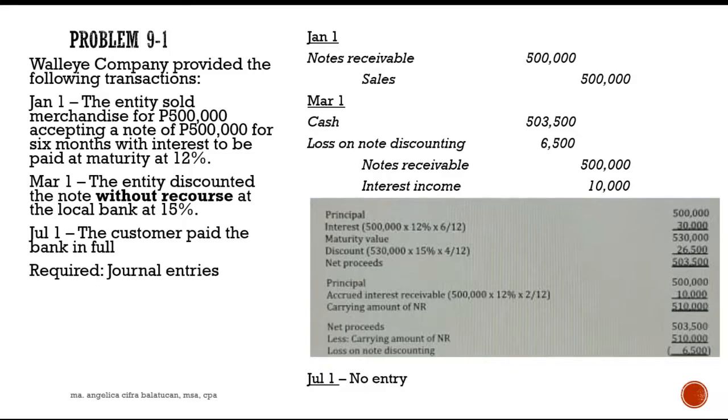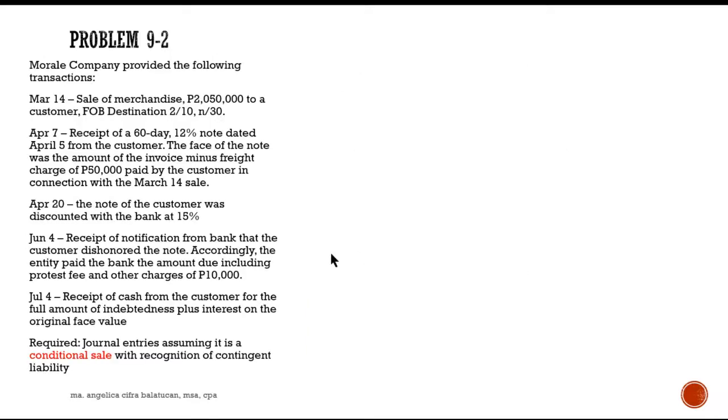Next, we have problem 9-2. We have Moral Company. We have the following transactions. On March 14, we have sale of merchandise, 2,050,000 to a customer, FOB destination, 2 over 10, n over 30. So on March 14, that's debit to accounts receivable, 2,050,000, and then credit sales.